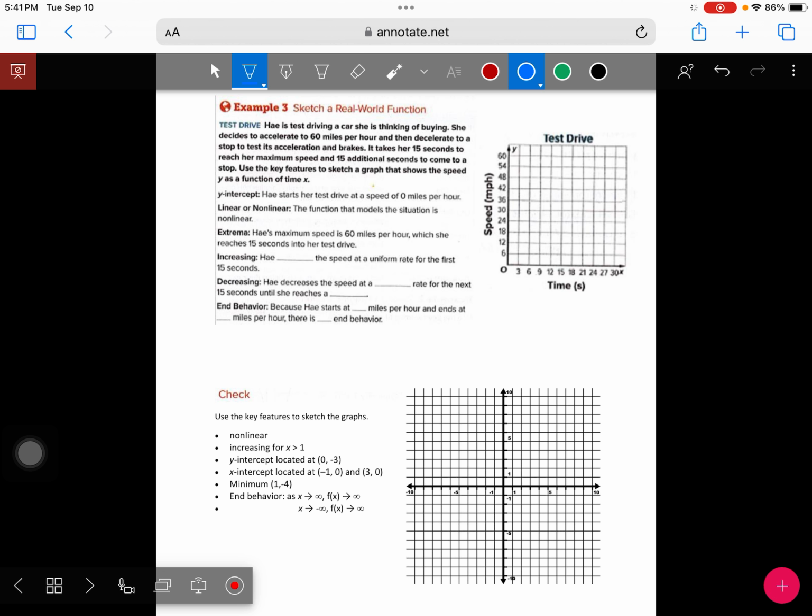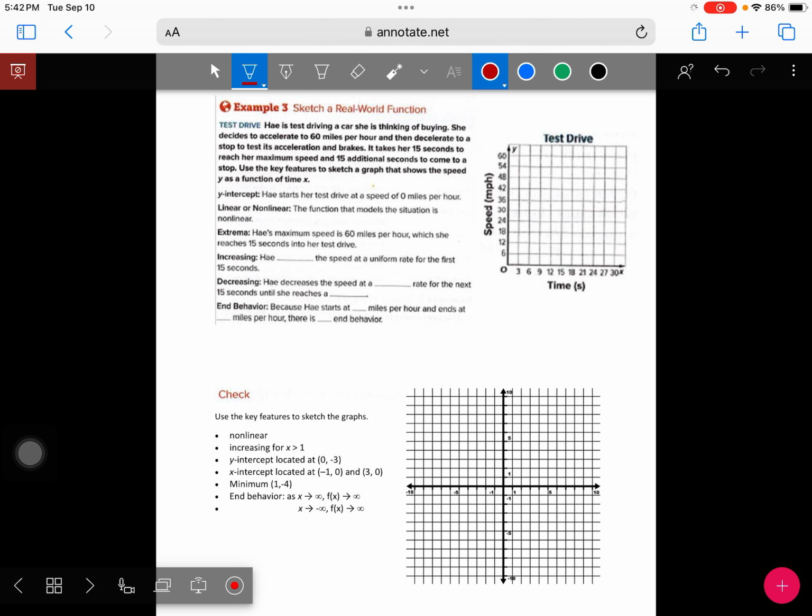So, test drive. Hay is test driving a car she's thinking of buying. She decides to accelerate to 60 miles per hour. Accelerate, that means to go faster, to 60 miles per hour. And then decelerate to a stop to test its acceleration and brakes. It takes her 15 seconds to reach her maximum speed. 15 seconds, okay?